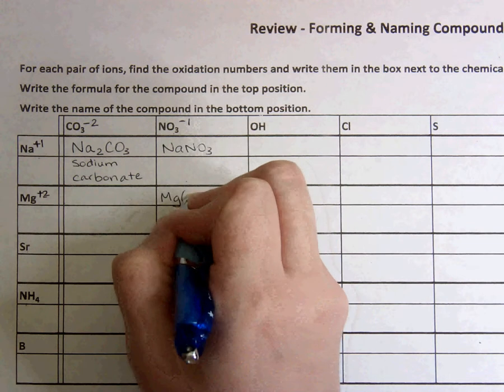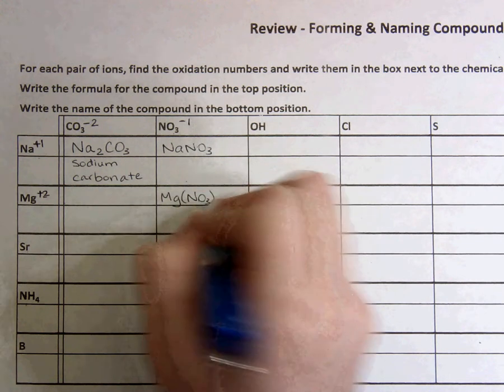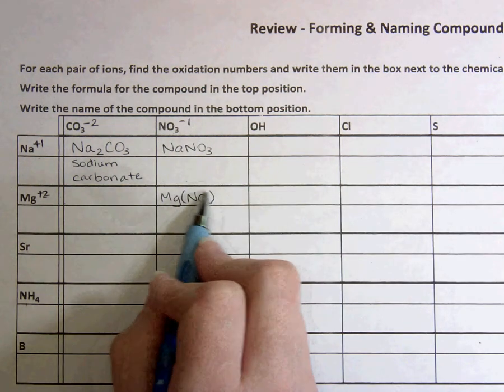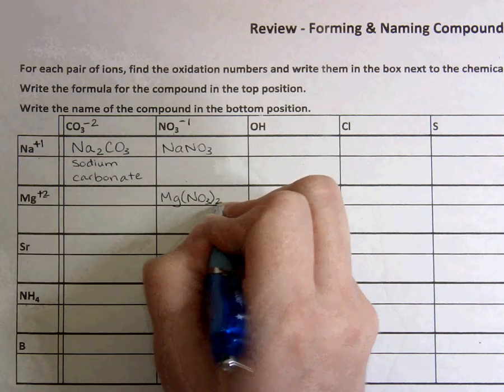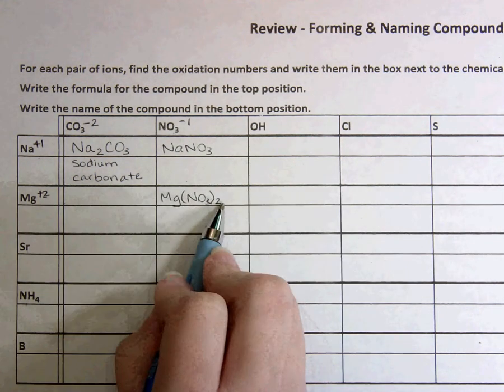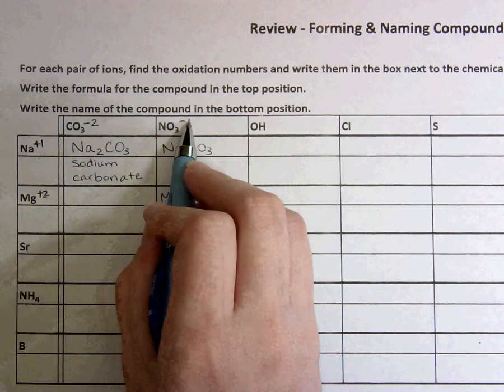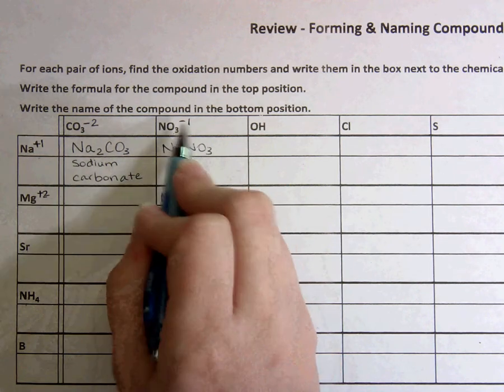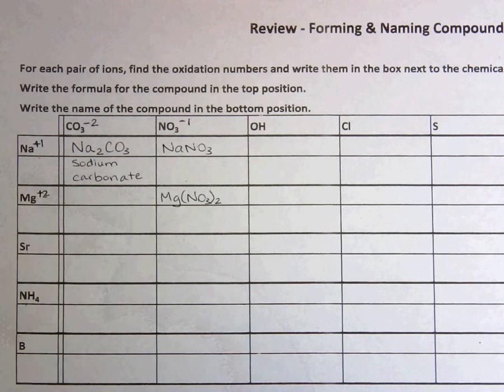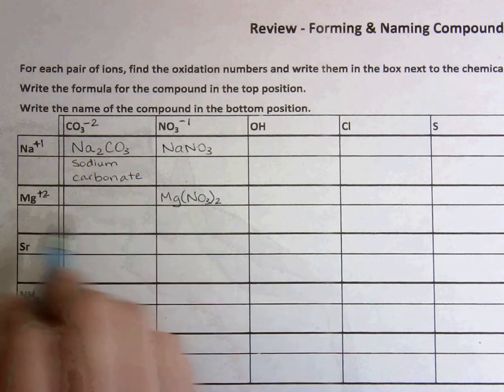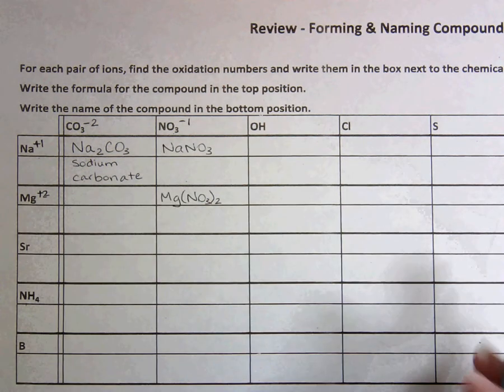So I'm going to put NO3 in parentheses because this means, hey, I'm talking about this whole thing all together, NO3. And now I can put that 2 subscript saying I have 2 NO3s, which each has a -1 charge. So those 2 -1s makes -2, canceling out the +2 for our magnesium. And again, I just name it magnesium nitrate.